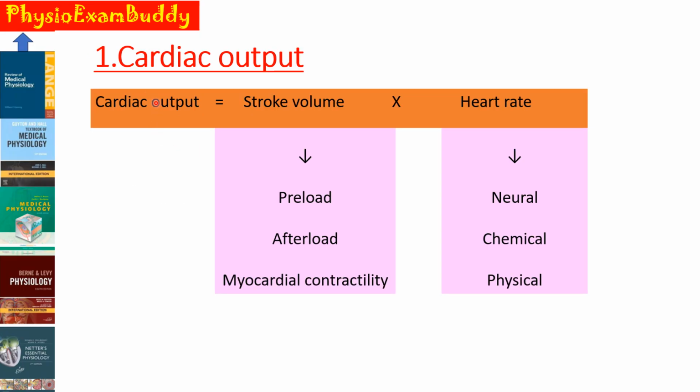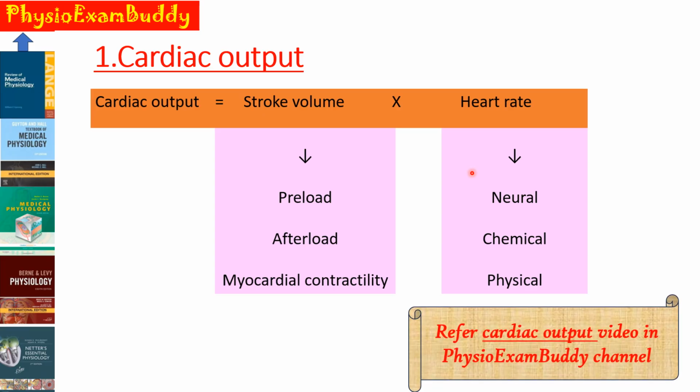Now we will see about the first determinant, that is the cardiac output, which is the main determinant of systolic BP. Cardiac output is governed by factors influencing stroke volume as well as the factors influencing heart rate. So all the factors which affect the stroke volume and all the factors which affect the heart rate will affect the systolic blood pressure.